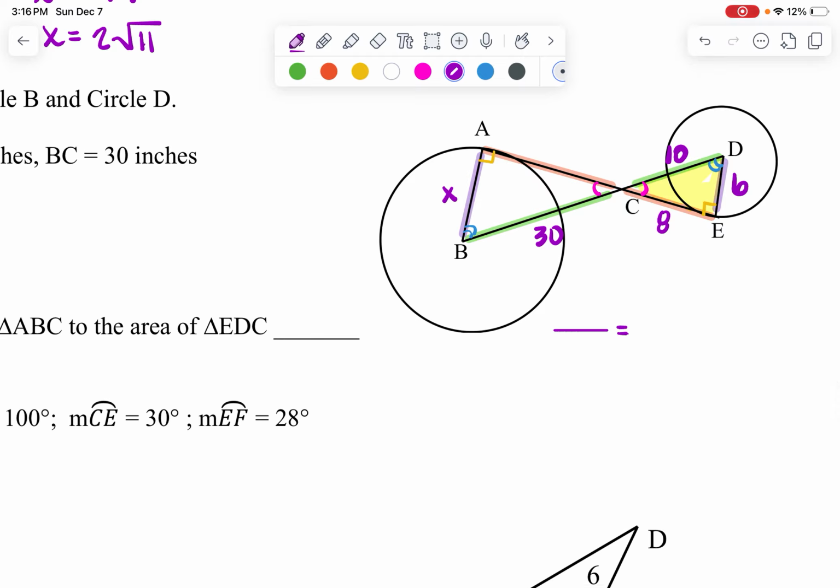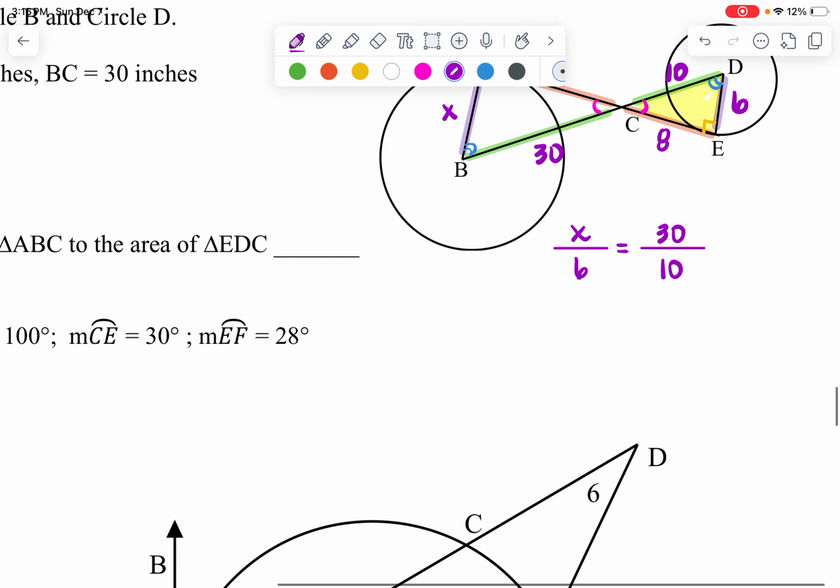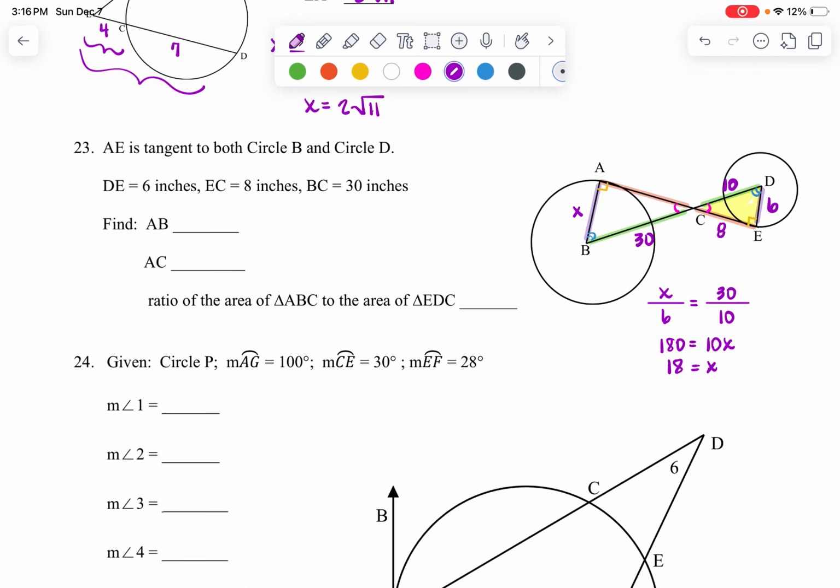And again, how you set up a proportion is purely up to you as long as you're matching up corresponding stuff. So I'm going to say X is to 6, right? As 30 is to 10, because those, my little highlighted green segments, those are the corresponding sides, right? So I do a quick little cross product. 180 equals 10x, so x equals 18. So AB is 18 inches.